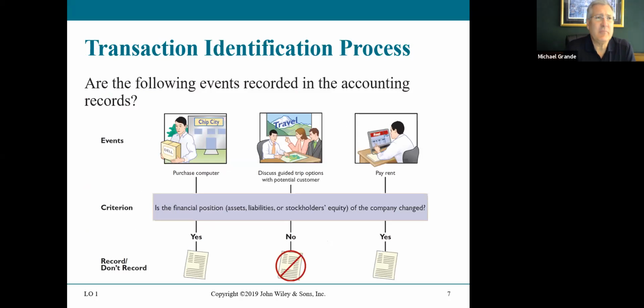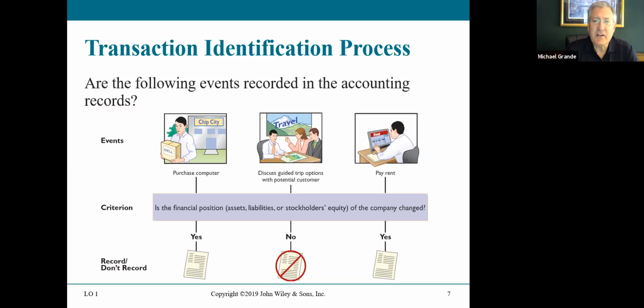Transaction identification process. Are the following events recorded in the accounting records? The first one is we purchase a computer. So the question is, has the financial position of the company changed? If a company purchases a computer, yes, something happens, and we'll understand that transaction a little bit later. So there is an effect on the company's assets when they purchase a computer.